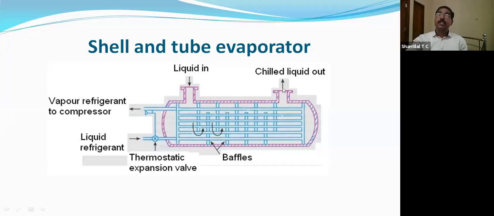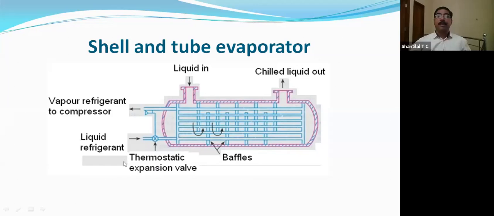When it is going out, it is chilled. Chilled means, for example, water entering at 20 degrees centigrade and going out at 6 degrees centigrade. And at the bottom is the liquid refrigerant in. Here the refrigerant enters. At the inlet of the evaporator coil, an expansion valve is provided. Here the expansion valve is a thermostatic expansion valve.